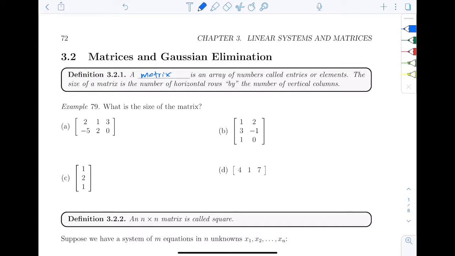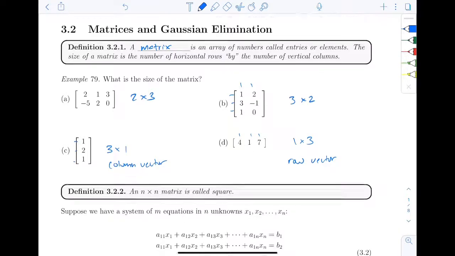What is the size of each of these? This first one has 2 rows and 3 columns. It's a 2 by 3 matrix. B has 3 rows and 2 columns. It's a 3 by 2 matrix. This one is 3 by 1, and this is sometimes called a column vector. And this is 1 row by 3 columns, a 1 by 3, which is often called a row vector. If you feel like this has something to do with vectors from Calc 3, you are absolutely right.